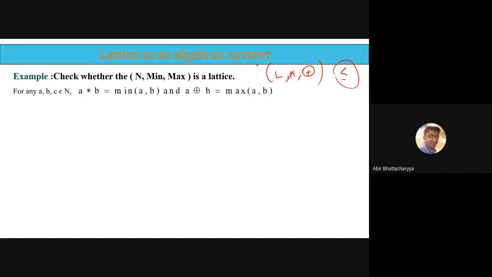Okay, A star B denotes the minimum of A, B, and A plus circle B denotes the maximum of A, B. This is just an operation. Now we'll go for the properties. First, we will prove the commutative property.